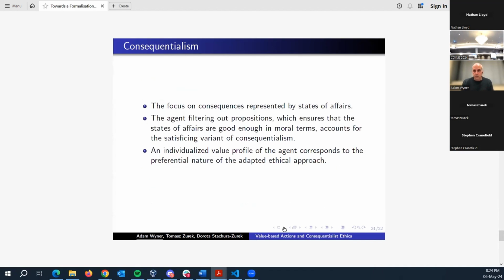So next slide, please. And the reason that's related to consequentialism is that it focuses on the consequences related to states of affairs. The agents filter out the propositions, which ensures that the states of affairs are good enough in moral terms, and that's tied to this notion of a satisficing variant of consequentialism. And it's also individualized to the value profile of the agent, so it associates with this notion of individualization with consequentialism. So can we have the next slide, please?